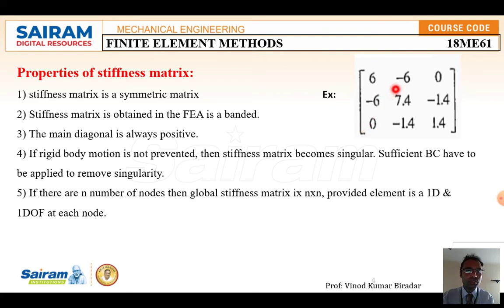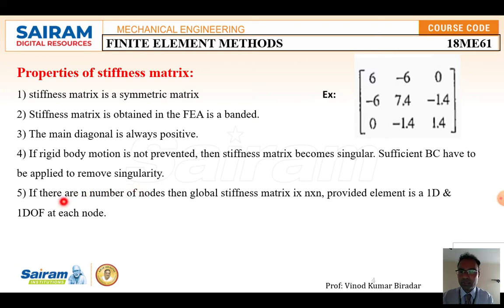So here, suppose it is minus 6 and this is 7, it is wrong. The global stiffness matrix is wrong. These two conditions should be satisfied, and third, the main diagonals are always positive, and the fourth one is, if the rigid body motion is not prevented, then the stiffness matrix becomes singular. Sufficient boundary conditions have to be applied to remove the singularity.